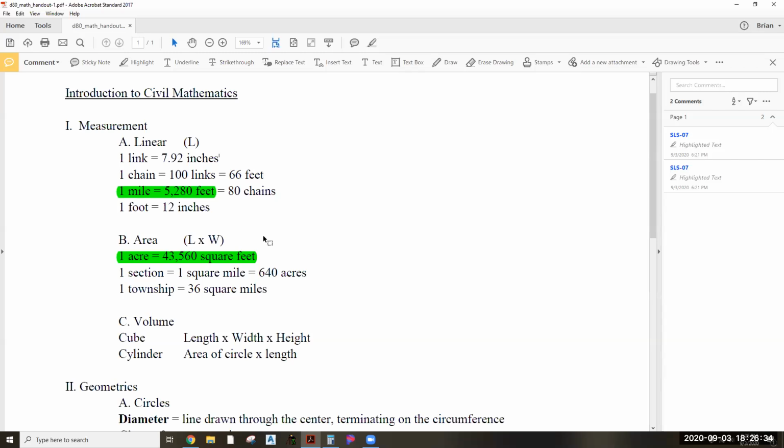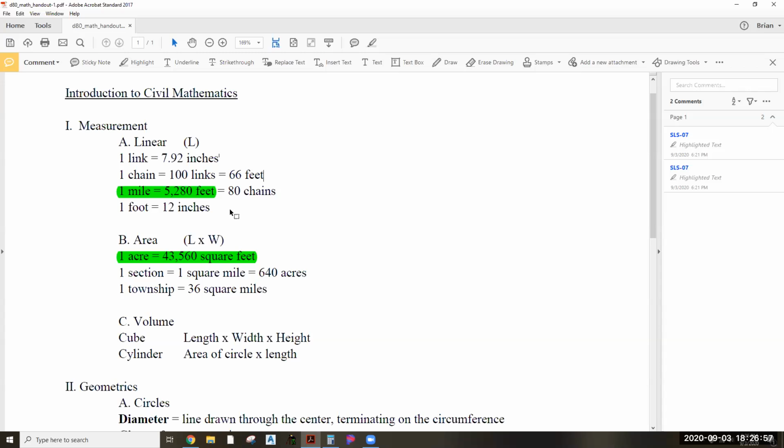Okay. So all of these, what we first talked about, were linear distances, meaning from point A to point B. That's linear, along a line, okay? Or along a projection of a line going from point A to point B. Those are all linear measurements.